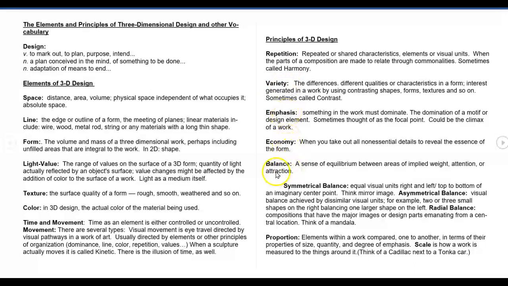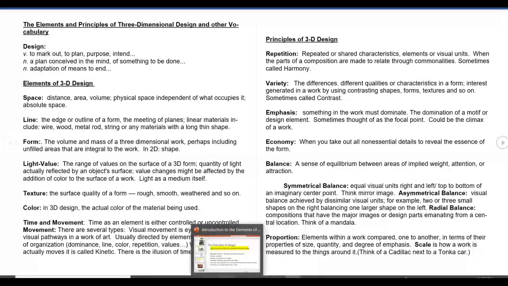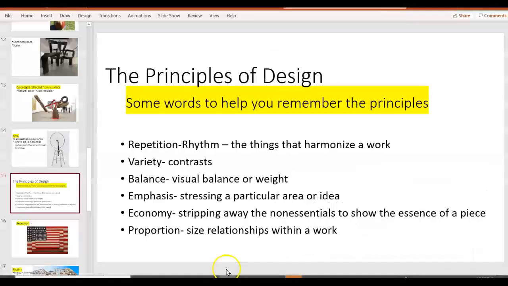Emphasis, economy, balance, and proportion. I'm not going to go over these in great detail right now because that's what the rest of the class is about, taking these one by one and really looking at a lot of the variations. But I wanted you to know what we were talking about when somebody throws out, like me, the term elements or principles. So let's get to this PowerPoint.